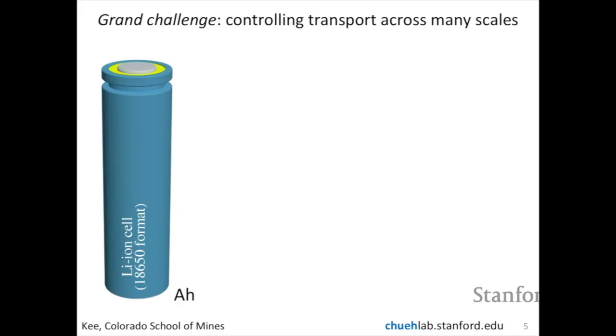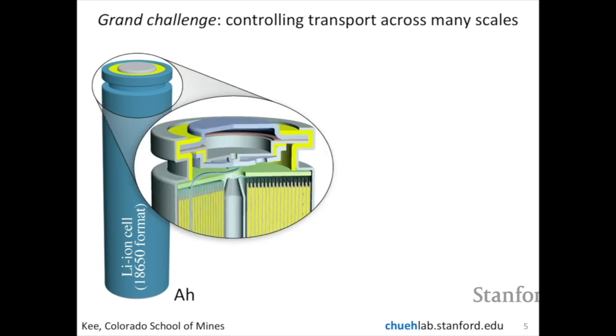So one of the grand challenges associated with developing lithium-ion battery technologies is the large span of length and timescales involved. And this is just an example going from what you might recognize as a cylindrical lithium-ion battery. This is typically in the amp-hour level. Then if you zoom in, you can see the internal jelly roll. So this is kind of the sushi that makes up the lithium-ion battery.